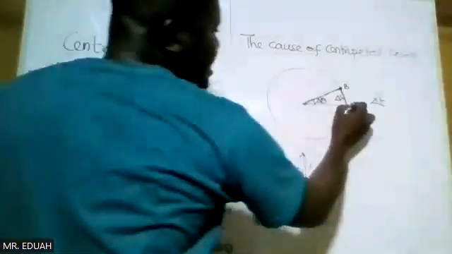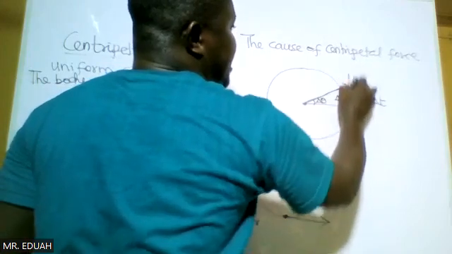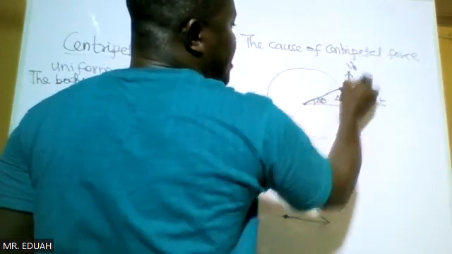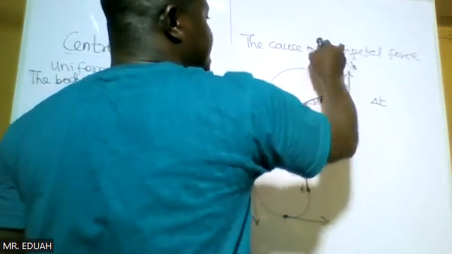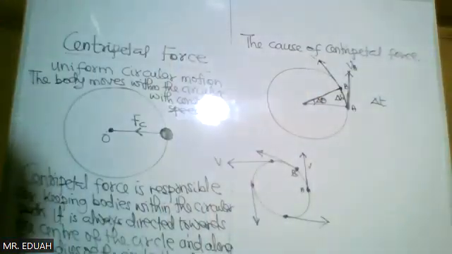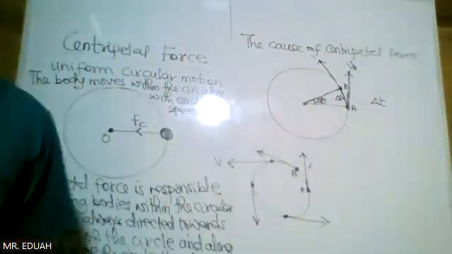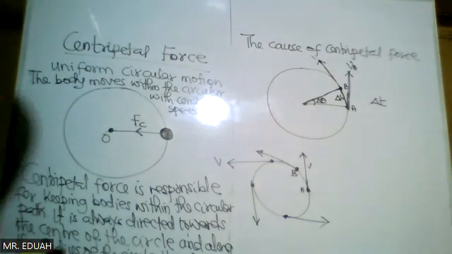So because of the changing direction, the velocity at A will be VA. The velocity at B would also be VB. So over here, even though the body is moving at a uniform speed, let me write that for you. A very important point.